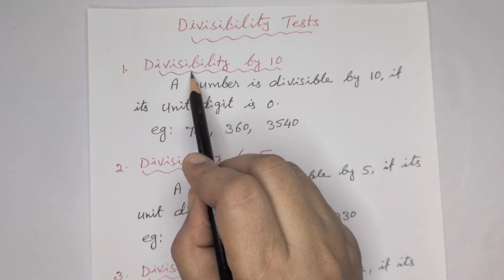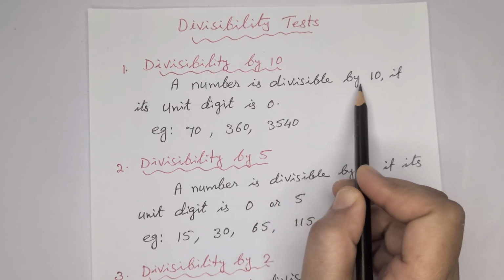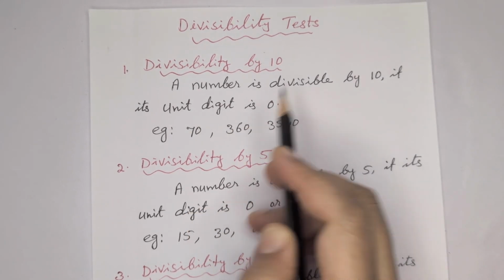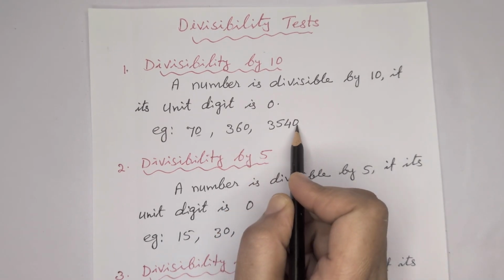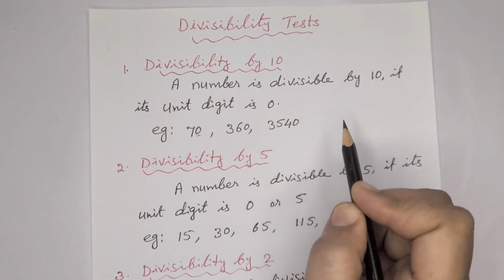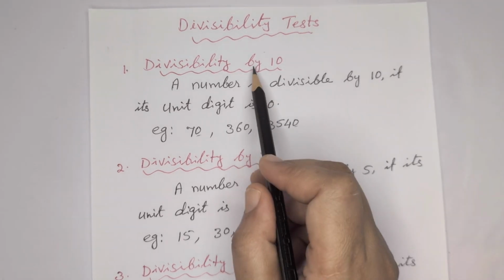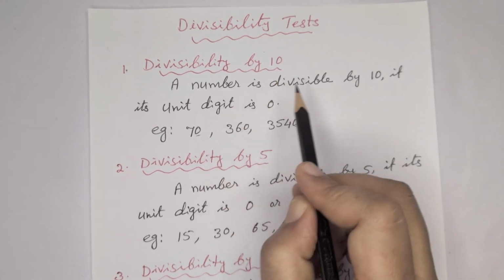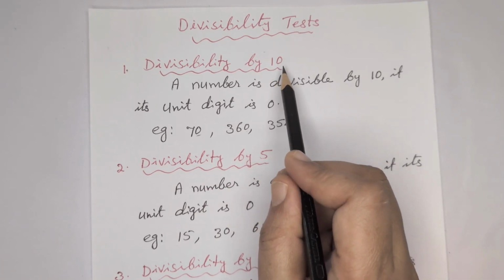First one is divisibility by 10. A number is divisible by 10 if its unit digit is 0. Example, 70. We can see here the unit place is 0. 360, 3540, any number, how big or small, if the unit place digit is 0, then we can divide that number by 10 completely. That means when we divide these types of numbers by 10, there will be no remainder.